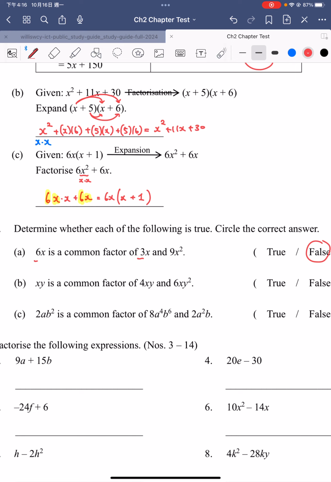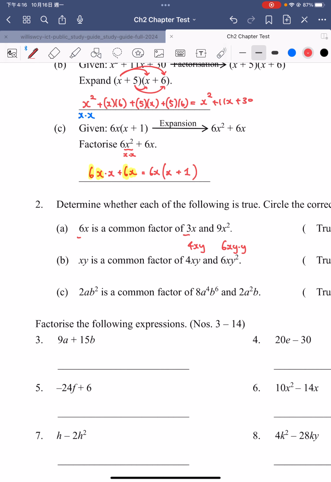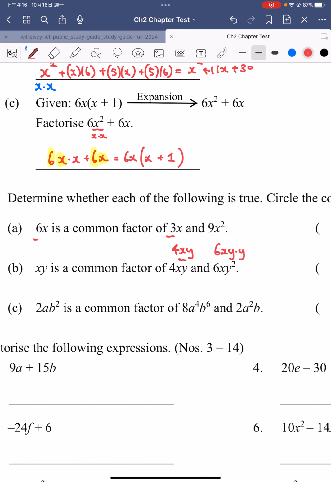So now we have xy is a common factor of 4xy and 6y squared. So in this question we can write it as 6xy times y and 6xy. So there is x and y, there is x and y as well. So we can say that xy is actually a common factor. They're not asking about the greatest common factor, they're just asking about common factor. So since xy appears in both, that's all right.